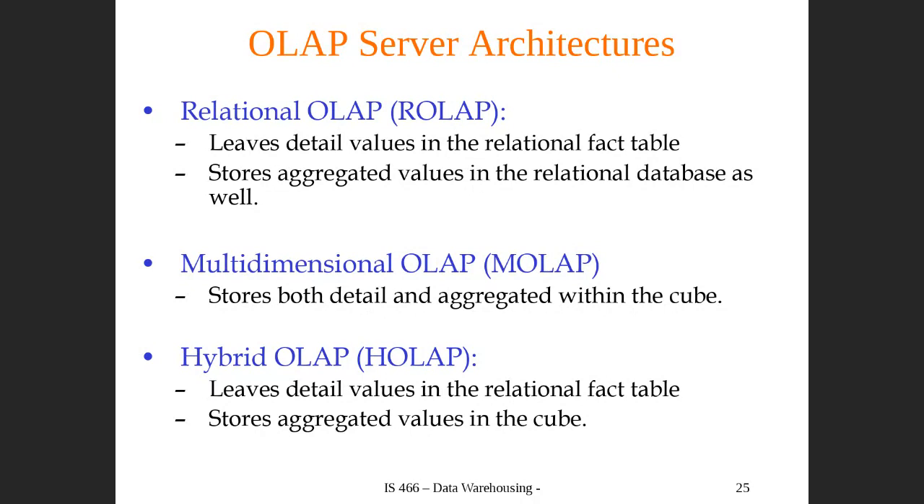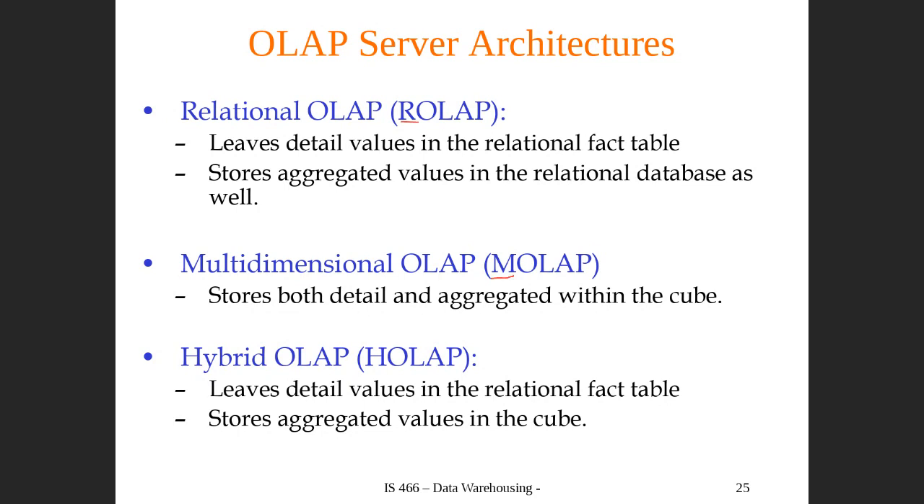What is the OLAP server architecture? First, what is OLAP? The major task of OLAP for the data warehouse is decision analysis and decision making. In OLAP, obviously, there are tools required for decision making. Now let's talk about the architecture. The OLAP architecture has three different types: relational OLAP, multidimensional OLAP, and hybrid OLAP.